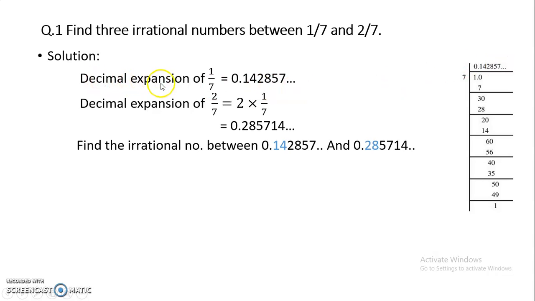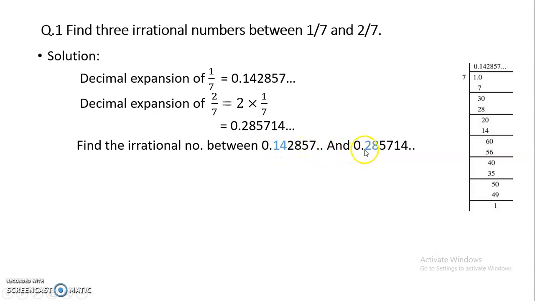decimal form. So we can write the decimal expansion of 1 by 7 as 0.142857. Okay, so the other rational number is 2 by 7. If we have to find out the decimal expansion of 2 by 7, you can just multiply this number with 2. Already you have the decimal expansion of 1 by 7, so you can multiply it directly by 2, and you will get 0.285714.